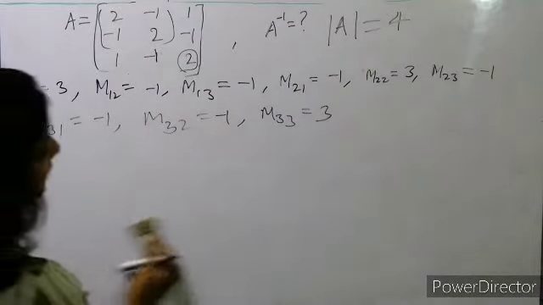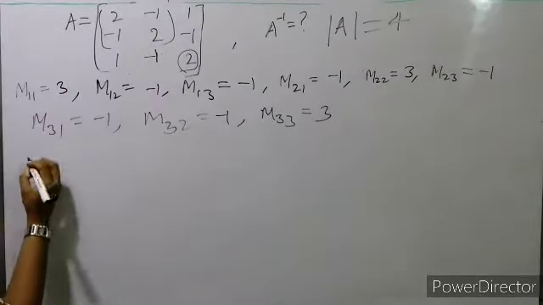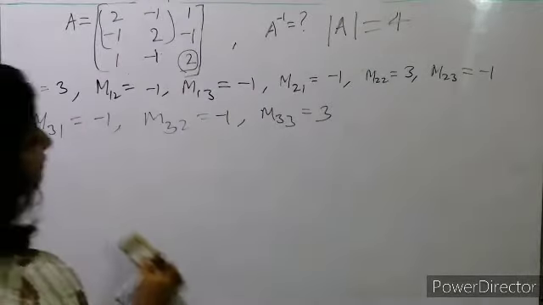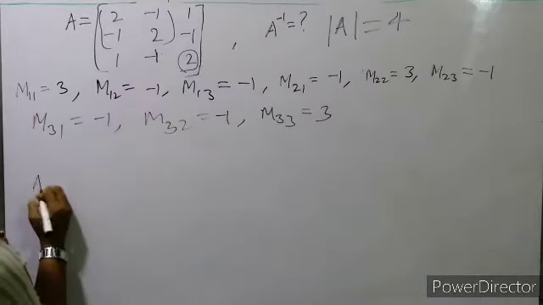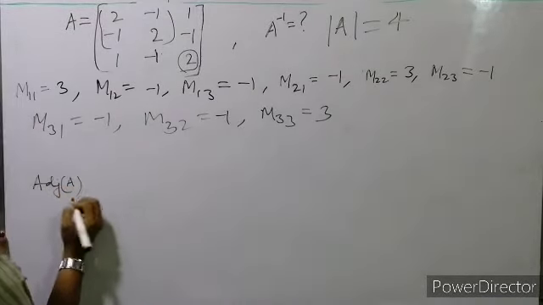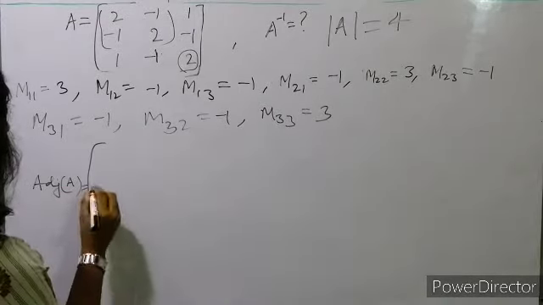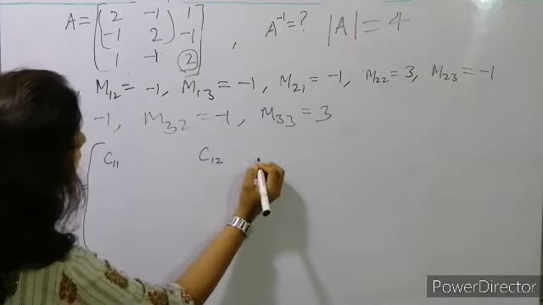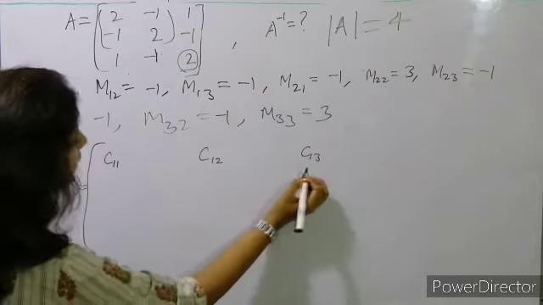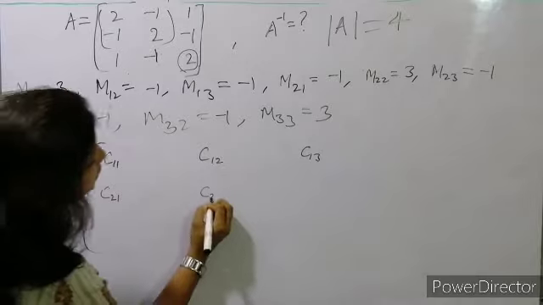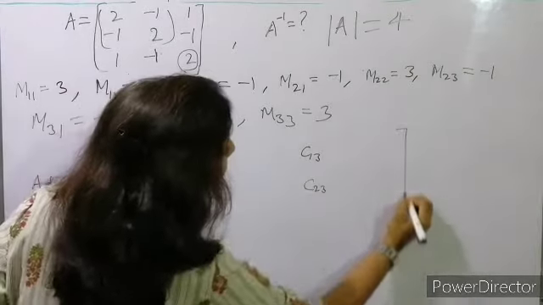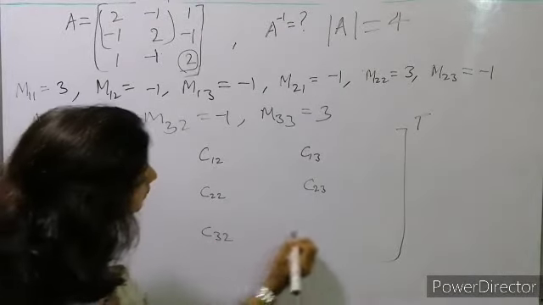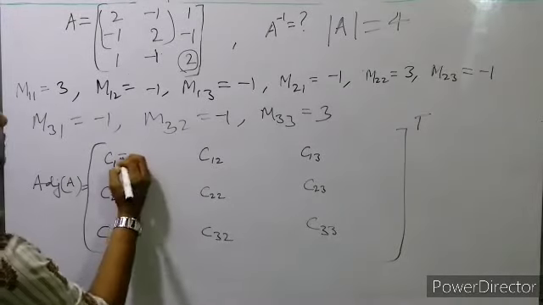Now we have to find out cofactors. Okay, so cofactors C11, C12, C13, C21, C22, C23, C31, C32, C33. Okay, so here what is 1 plus 1?